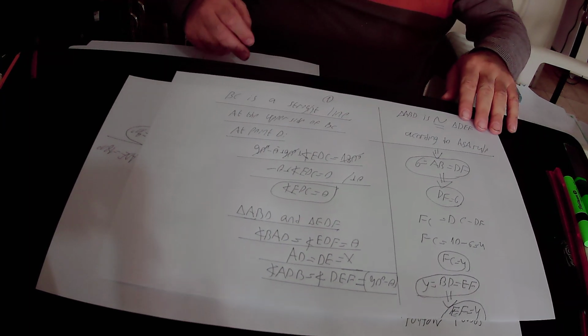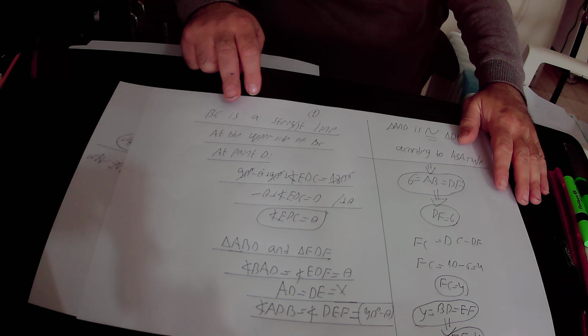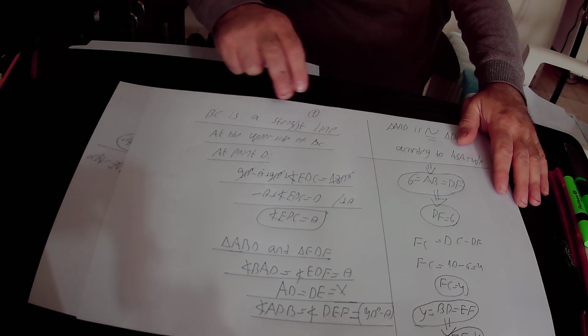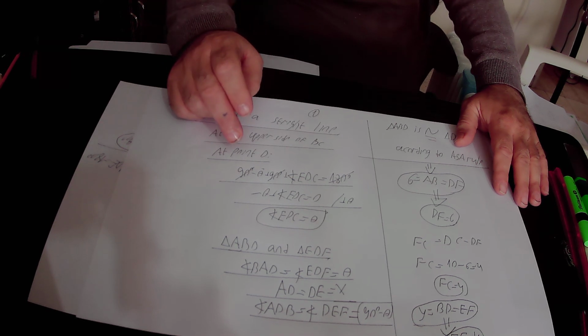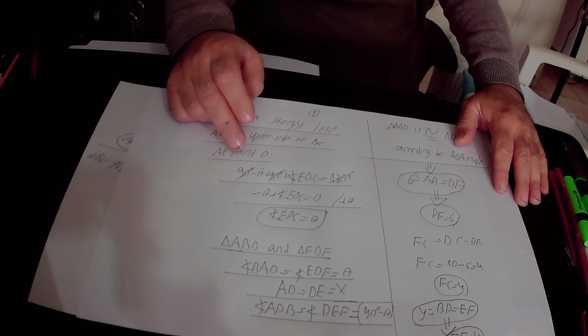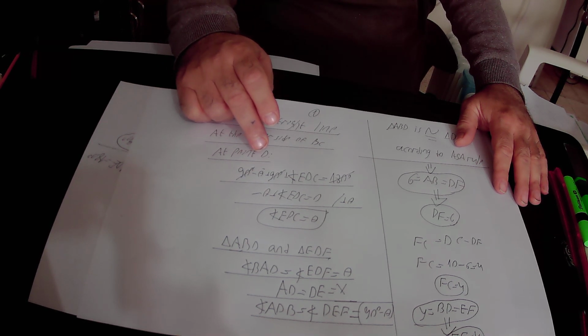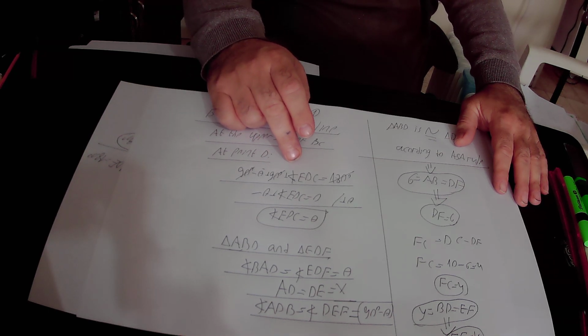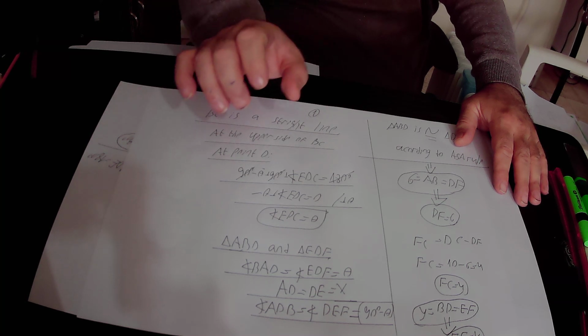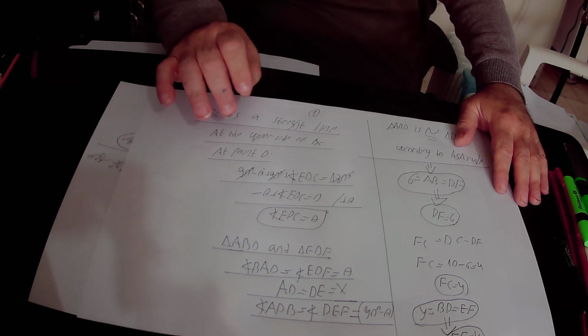I'll repeat again. At the upper side of the straight line BC at point D, the sum of the angles must be equal to 180 degrees. So we have one angle that is equal to 90 degrees minus theta, the other angle that is equal to 90 degrees, and the third angle, the missing angle EDC. In total, the sum of those three angles must be equal to 180 degrees.